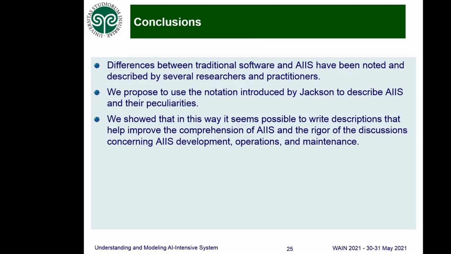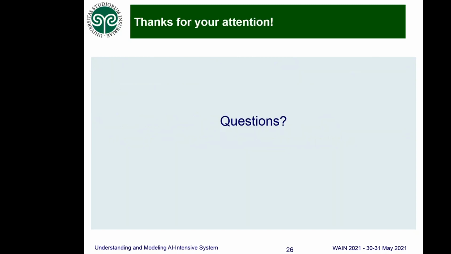Differences between traditional software and AI-intensive systems have been noted and described by several researchers and practitioners. However, sometimes the lack of a shared set of concepts and a common notation made discussions and descriptions rather imprecise and somewhat ambiguous. We proposed to use the notation introduced by Jackson to describe AI-intensive systems and their particularities. We showed that in this way it seems possible to write descriptions that help improve the comprehension of AI-intensive systems and the rigor of the discussion concerning their development, operation and maintenance. And that's all. Thanks for your attention.